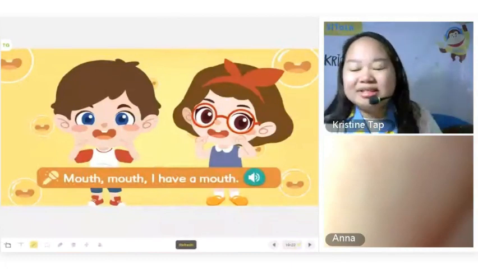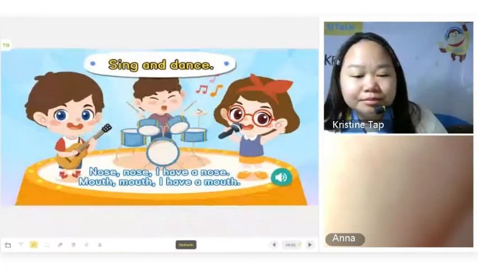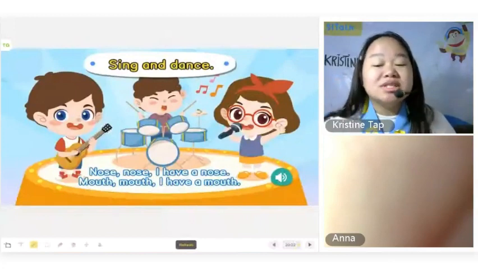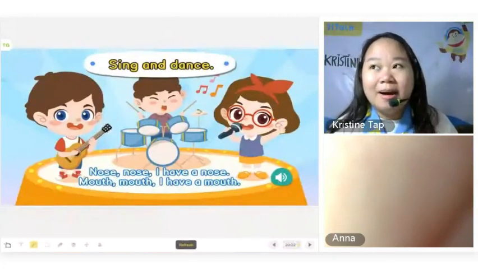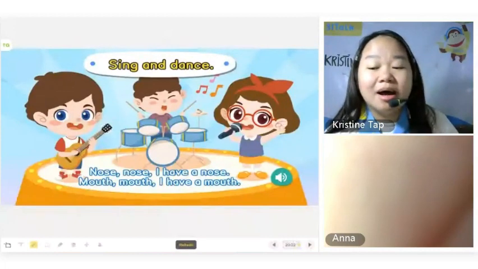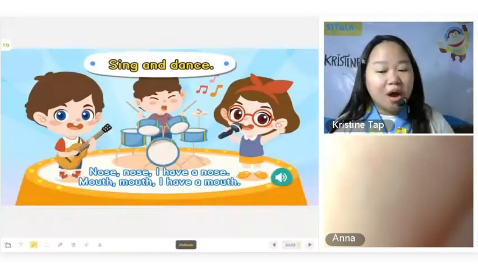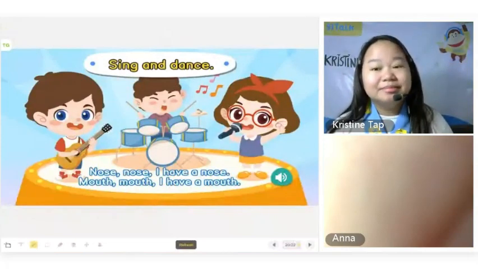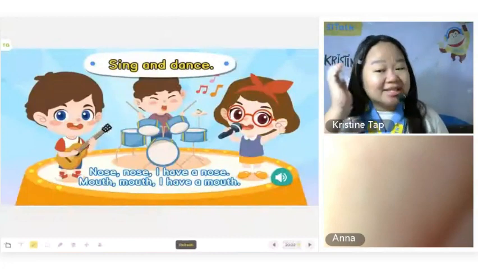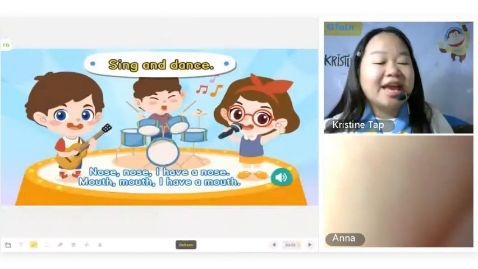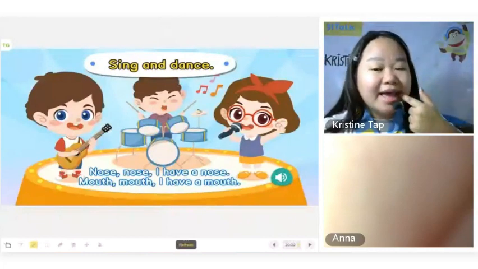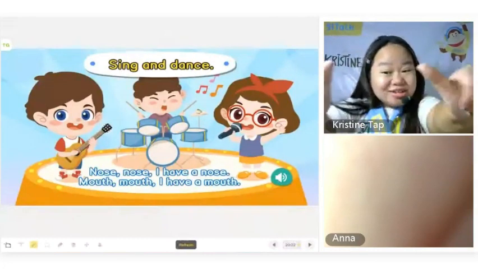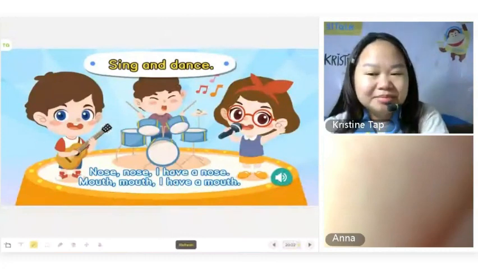All right. So next we are going to sing and dance all over the nose and the mouth, a chant or music, okay, or song. Okay, can you sing and dance with me? Like me. Sing and dance, okay? Can you show your nose and your mouth and dance and sing? Are you ready to show your time? It's show time. Let's go.